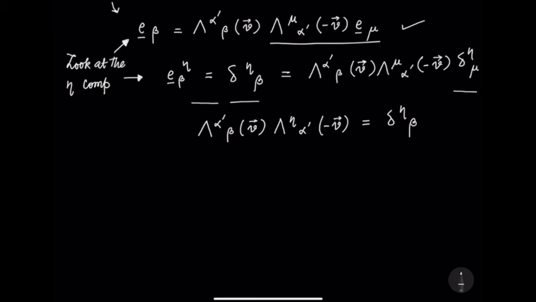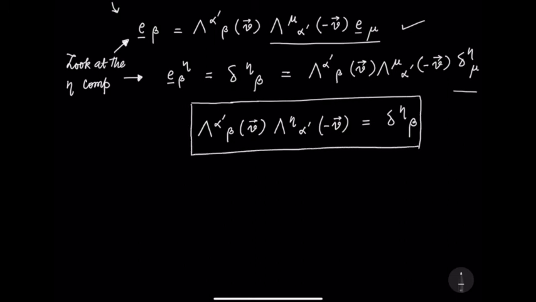And this gives me the relation between the two lambdas. So for one lambda, you see the alpha prime is upstairs, and for the other lambda alpha prime is downstairs. So this gives me the relation between the two lambdas, which is just the Kronecker delta.